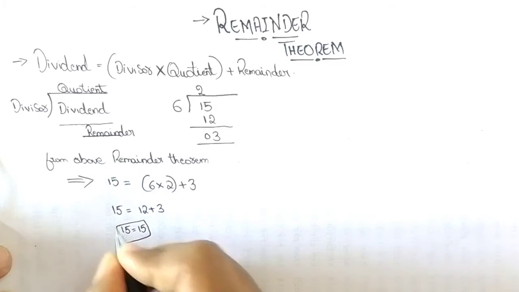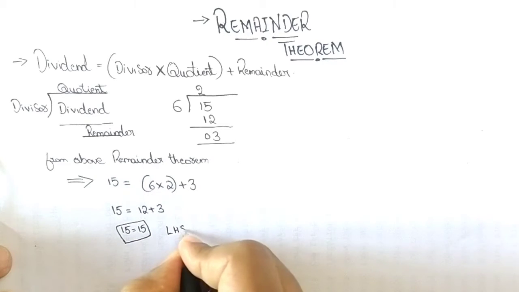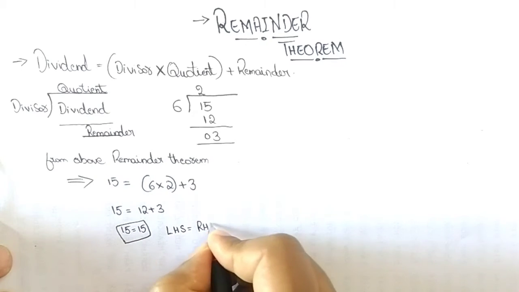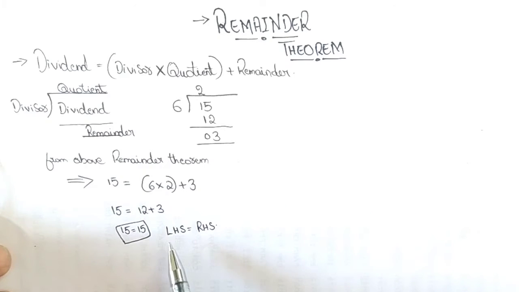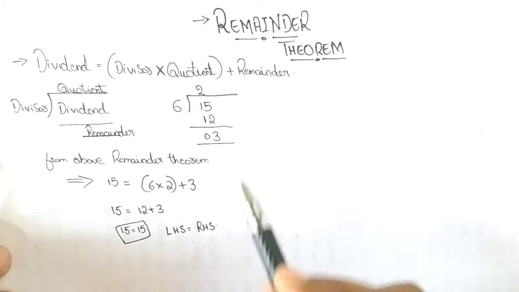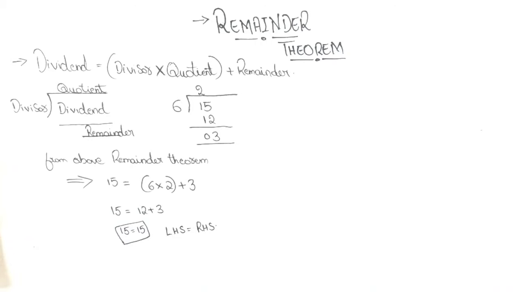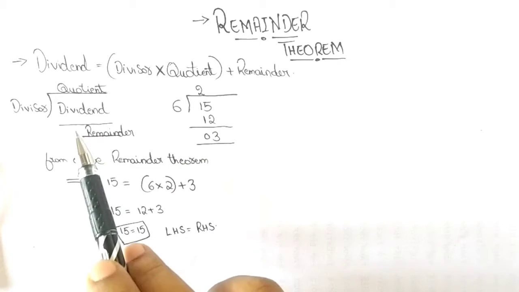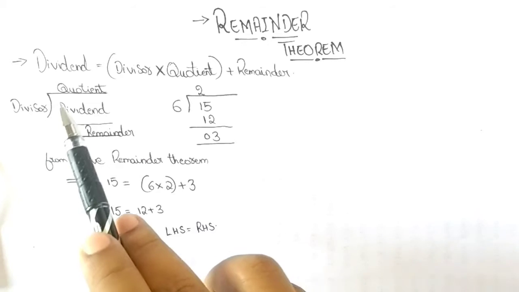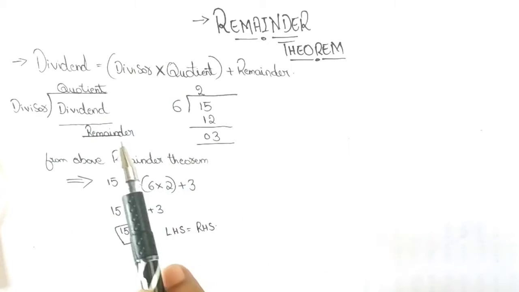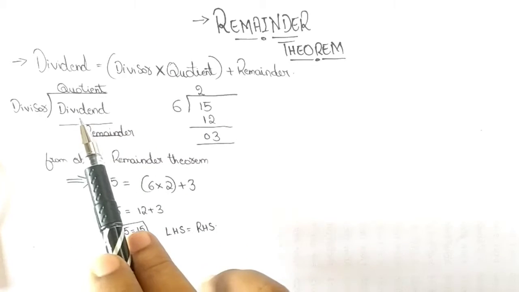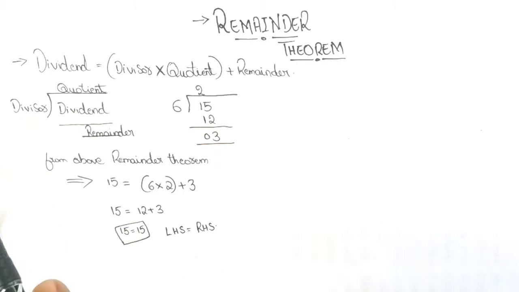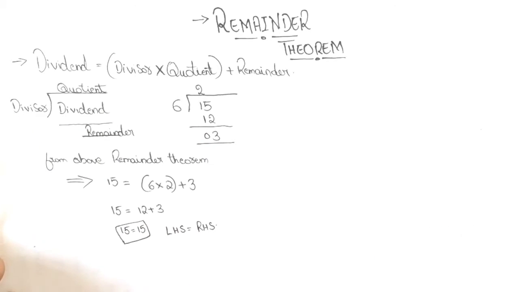So we came to know that LHS is equal to RHS, the right hand side is equal to the left hand side. So this is valid. You can check for any other number. You can just compare the dividing process with these terms. You should know what is divisor, quotient, dividend and remainder, and you should be firm. You should not confuse dividend with divisor and vice versa. So on completing this, let's move on to the example given in your textbook.